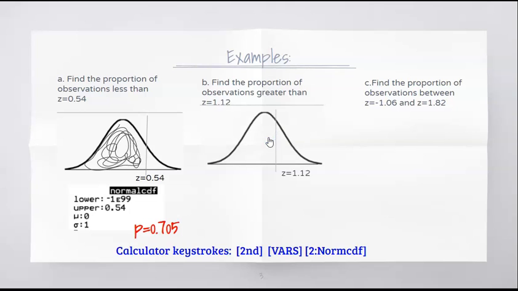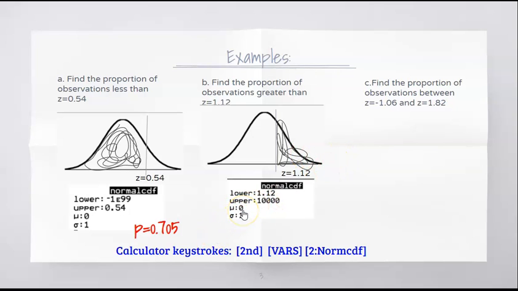So let's look at B. Find the proportion of observations greater than z equals 1.12. Okay, 1.12 is positive, so again, it's going to be the right of center just a little. And greater than would mean I need to shade to the right. I'm looking for the area under the curve to the right of that z value. So in my calculator, my lower boundary this time is 1.12. The upper boundary, I could put in positive 1,000. I could put in positive 1 E 99. Whatever works. A very, very large positive number for my upper boundary because basically it's going to infinity.